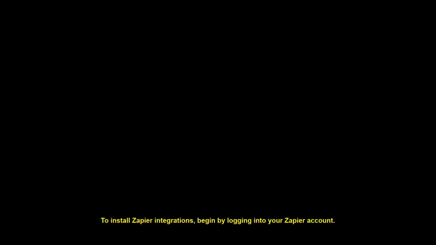To install Zapier integrations, begin by logging into your Zapier account. Once logged in, click on the Make a Zap button located at the top right corner of the dashboard. You will be presented with a new page where you can start creating your integration.